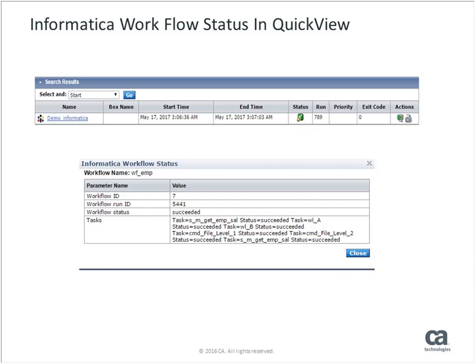So in QuickView, one can look at the workflow status. You can see the workflow status for the workflow name WF_EMP. This is the information as returned by the Informatica Power Center. So we have the workflow ID, the run ID, the final workflow status, and the tasks that are available under the particular workflow. Essentially, all the information that is available on the Power Center can be retrieved and displayed from the UI in QuickView.